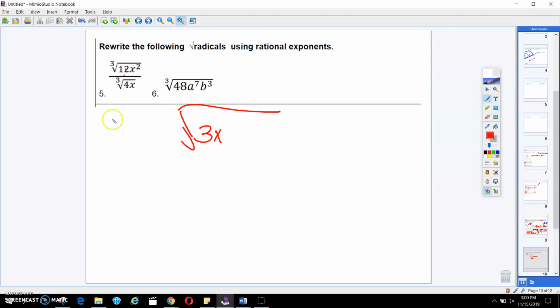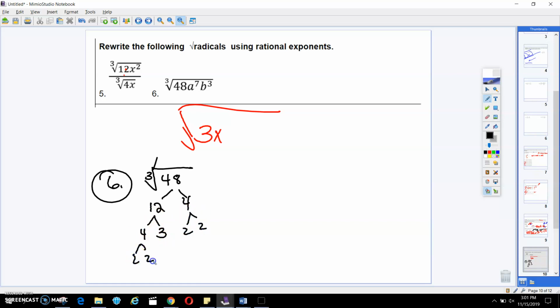Okay, so on number 6, what we're going to do is we're taking the cubed root of 48, a to the 7th, b to the 3rd. So let's look at our numbers first. So if I take the cubed root of 48, I need something that if I multiply it by itself 3 times, I'm going to get 48. So if I break this down into factors, this is just how I do it. You can do it another way. 12 and 4, and I break this down into 4 and 3. I break these down into 2 and 2, and 2 and 2.